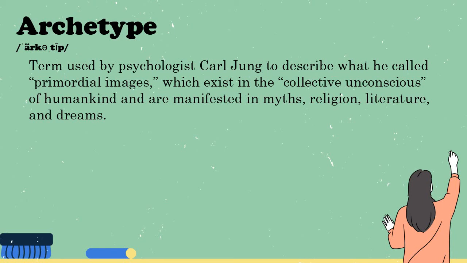Archetype. Term used by psychologist Carl Jung to describe what he called primordial images, which exist in the collective unconscious of humankind and are manifested in myths, religion, literature, and dreams. Now used broadly in literary criticism to refer to character types, motifs, images, symbols, and plot patterns recurring in many different literary forms and works. The embodiment of archetypes in a work of literature can make a powerful impression on the reader.